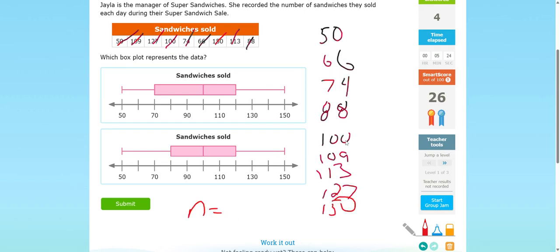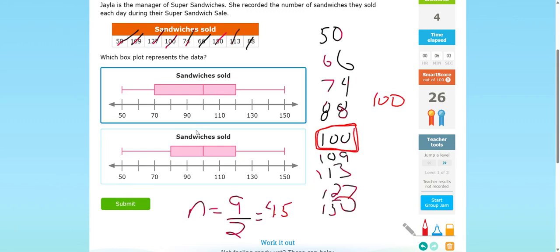Okay, so what is the number of data points we have? We have 1, 2, 3, 4, 5, 6, 7, 8, 9 data points. So 9 divided by 2 is like 4.5, and the difference between 150 and 50 is 100. So that's some information that's going to be helpful. Right in the middle of our data set is 100. That is the median, which we identified both there and there.